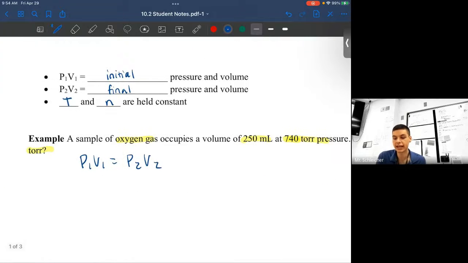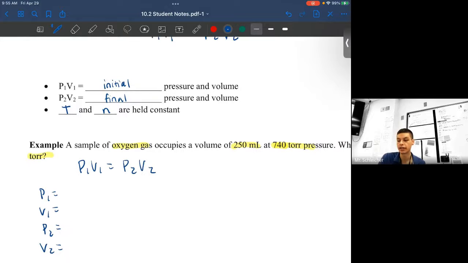So something that can help, that I'm not going to do every time, but if it helps you break up the problem just a little bit more, please go ahead and do it, is you can just list out every single variable and start thinking about what to plug into the equation before you actually do any math. So we can say, okay, P1, what's our initial pressure? Well, they told us 740 torr, so I could write that down. What's our initial volume?